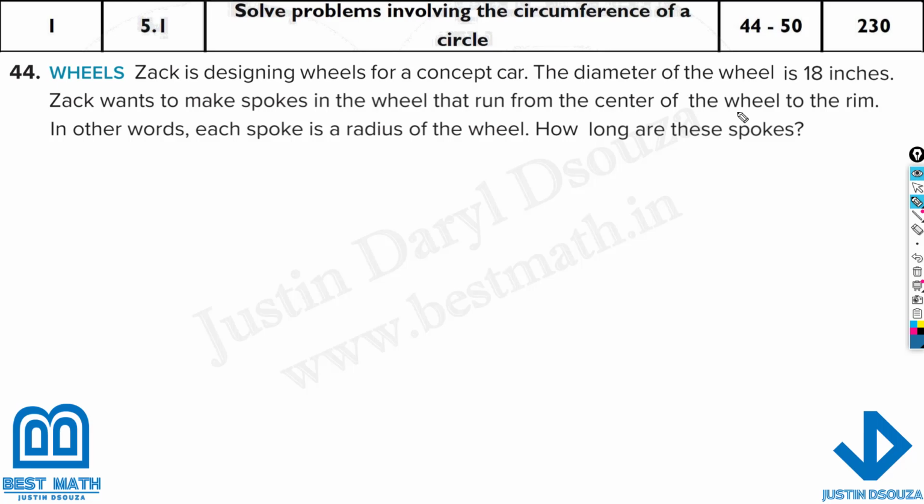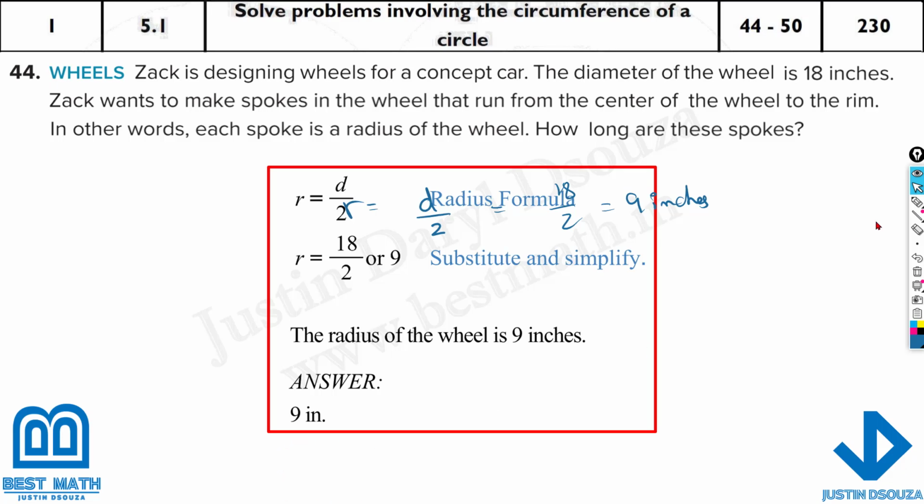They have given us the diameter. They just want the radius. In other words, each spoke is a radius of the wheel. What is the radius equal to if you know the diameter? It is half of the diameter, right? And since it's the electronic part, you just put this in the calculator. It's done. 18 by 2, that is 9 inches, is the answer. So whichever option has 9 inches, you just select that.